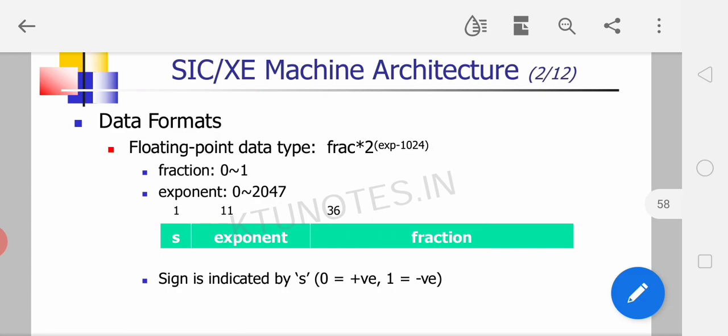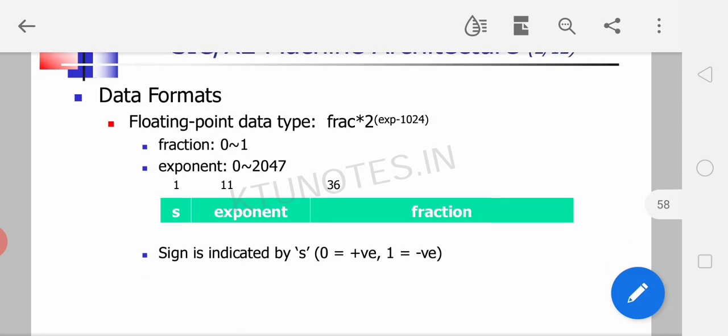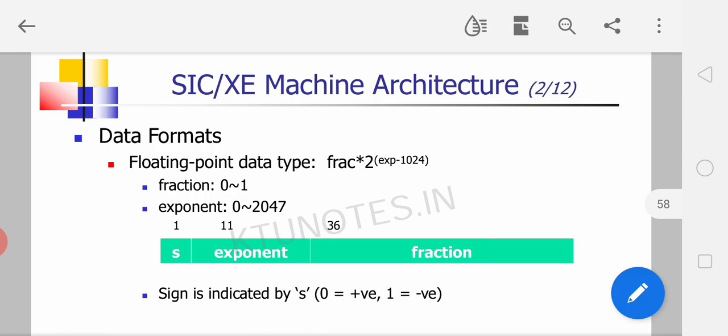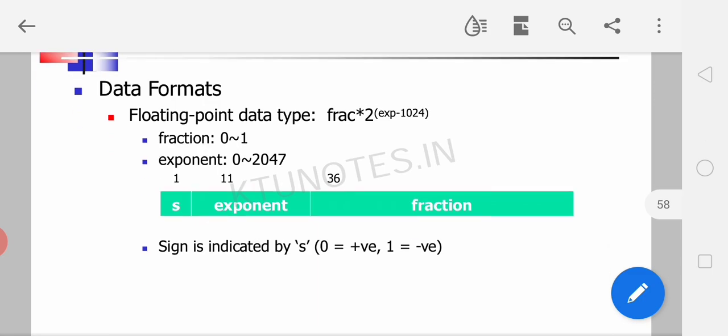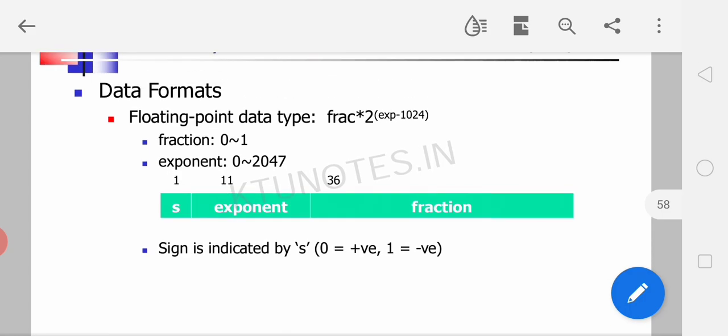For representing floating point, the data format is: we have S at the first, then exponent, then fraction. This is the data format for representing a floating point data type in memory. Okay, and S indicates whether the floating point data is negative or positive. If it is a positive value, S gets the value 0. If it is negative, S gets the value 1. Then the exponent uses 11 bits, and the fraction part uses 36 bits. This is the data format for storing floating point data in memory.